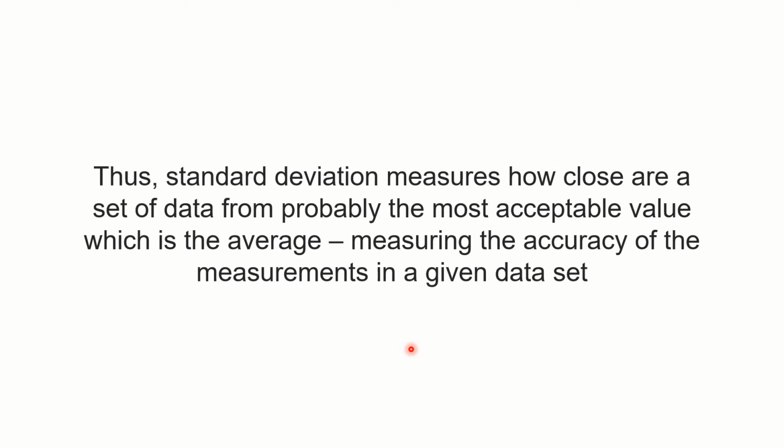Thus, standard deviation measures how close a set of data is to probably the most acceptable value, which is the average. So it measures the accuracy of the measurements in a given data set. While variance is the measure of precision, standard deviation is the measure of accuracy.